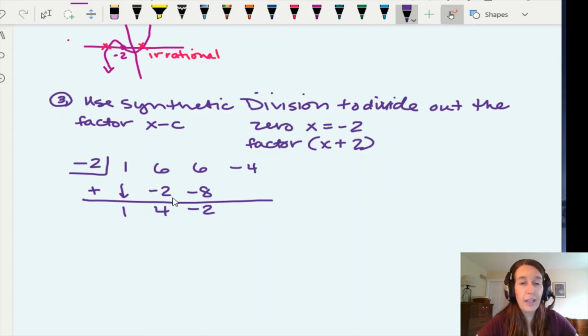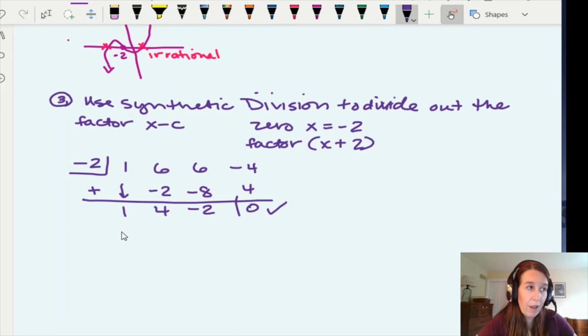Multiply -2 times -2 is 4, add down. That is our remainder. Okay, our remainder should be 0. If it's not 0, guess what? We did something wrong because we know that this is a 0 of the polynomial. We saw that from the graph. So we know that the remainder is going to come out 0. Okay, so now we have the remainder 0, and that is good.